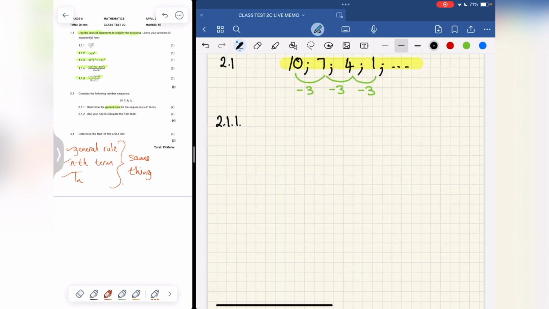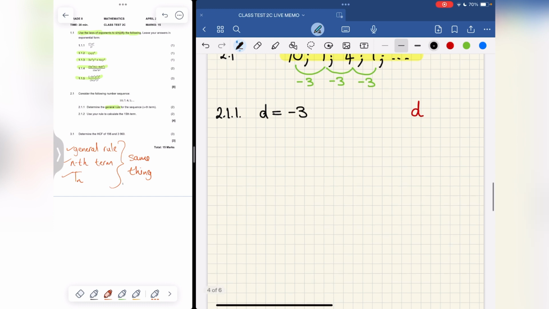Now, in this question, they are just asking for the general rule. They're not breaking up the question and guiding you. We'll look at that later. So you are just being asked to calculate the general rule, but you need to know that the starting point is calculating our constant difference, which in this case is -3. By the way, our D stands for constant difference.